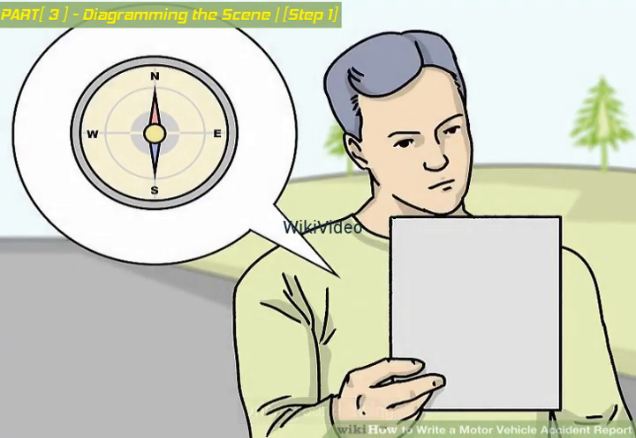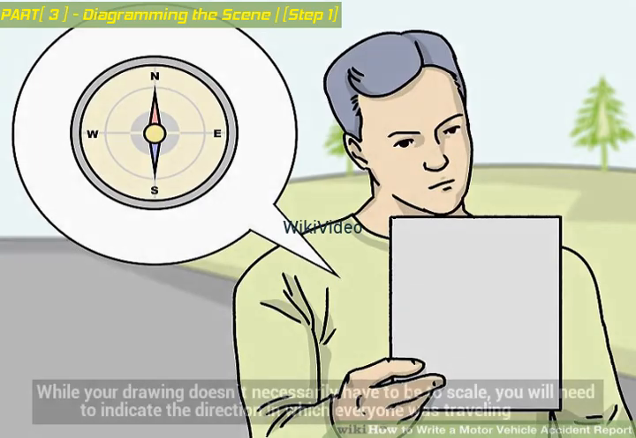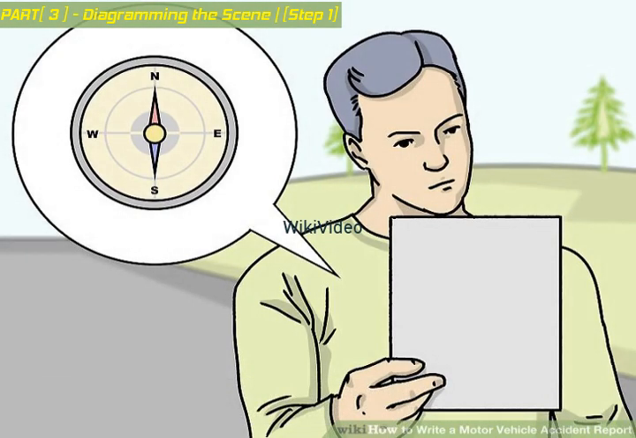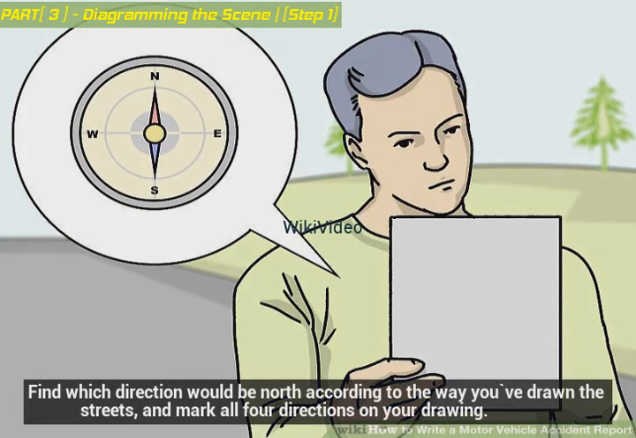Orient your drawing. While your drawing doesn't necessarily have to be to scale, you will need to indicate the direction in which everyone was traveling. Find which direction would be north according to the way you've drawn the streets, and mark all 4 directions on your drawing.